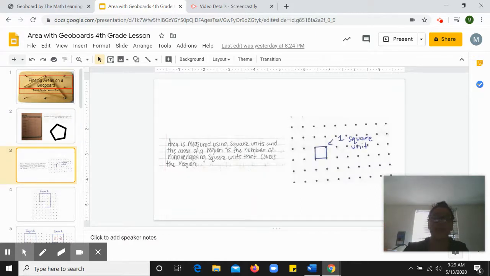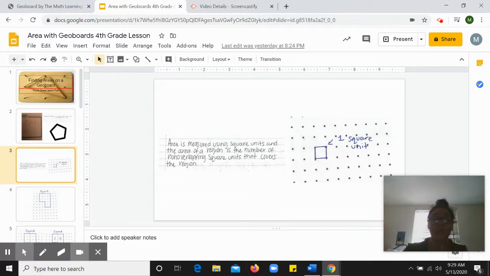Because we're going to be finding the area, we need to know how area is measured. There's two ways. One way is by multiplying the length times the width of the figure. Another way is by using the square units. So here we have one square unit, and it's one small little box using the dots on a dotted paper.